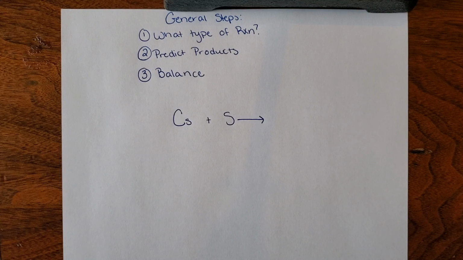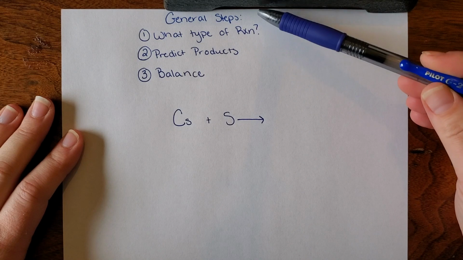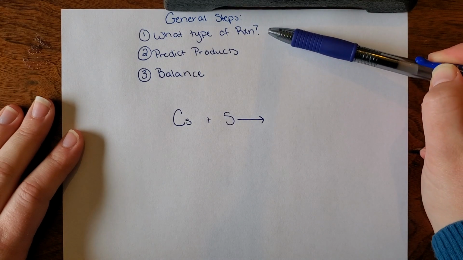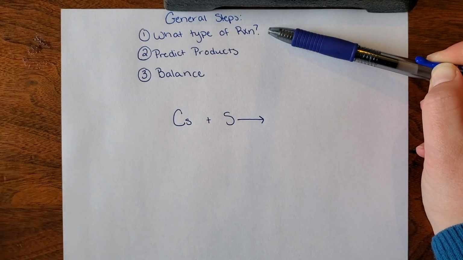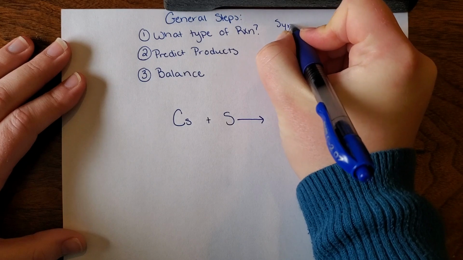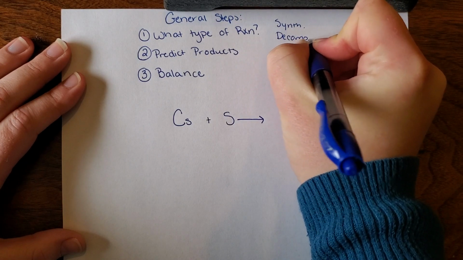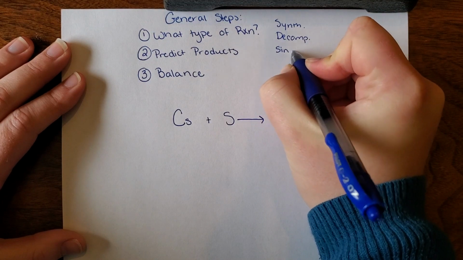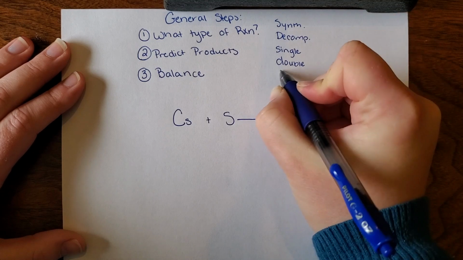Okay, we're going to have some lessons today on predicting products. And so no matter what reaction you're getting, you're going to follow these same 3 general steps. So your first thing that you need to decide is, what kind of reaction is this? Is it a synthesis reaction? Is it a decomposition reaction? Is it a single displacement, a double displacement, or combustion?